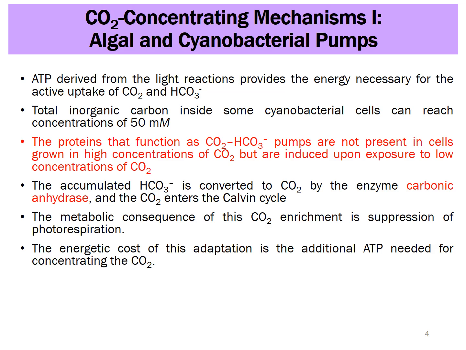The accumulated bicarbonate is converted to carbon dioxide by the enzyme carbonic anhydrase, and the carbon dioxide enters the Calvin cycle. The metabolic consequence of this carbon dioxide enrichment is suppression of the oxygenation of ribulose 1,5-bisphosphate and hence also suppression of photorespiration. The energetic cost of this adaptation is the additional ATP needed for concentrating the carbon dioxide.